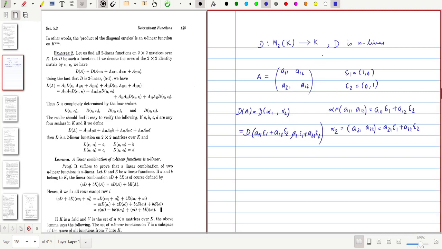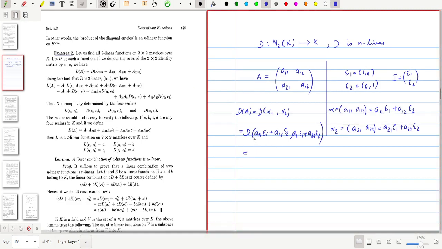Okay, so this is the general expression for alpha 1 and alpha 2 in terms of the rows of the identity matrix, because this identity matrix I is epsilon 1, epsilon 2. So the rows of any matrix can be considered as a combination of the rows of the identity matrix. So that is the idea here.